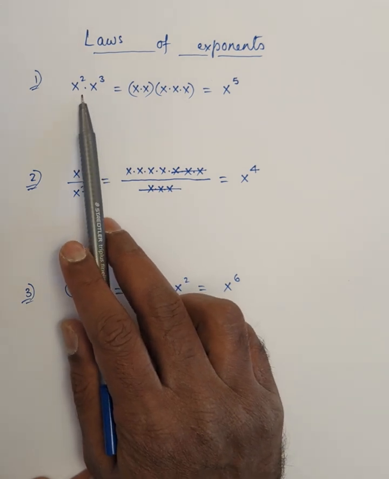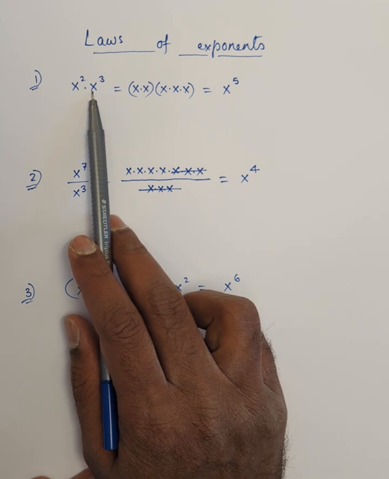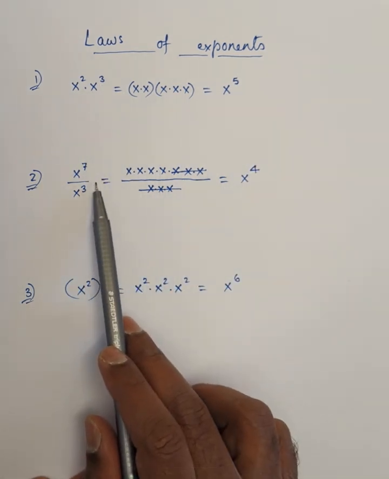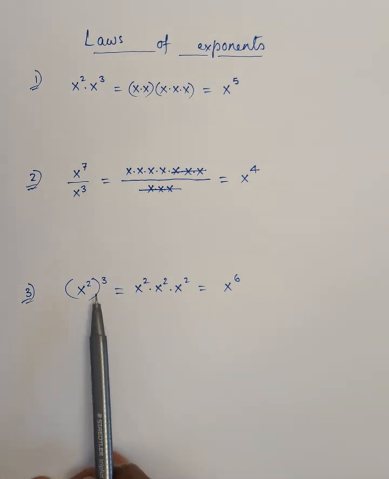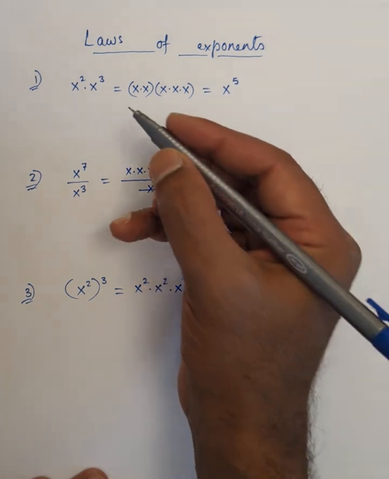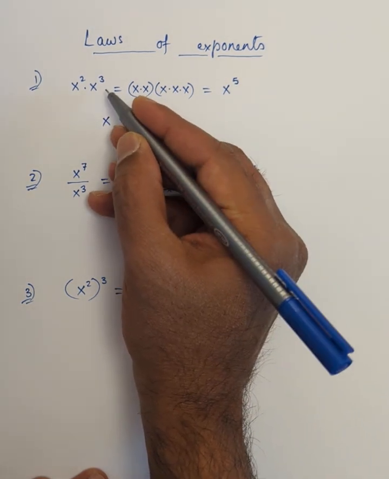So when you have multiplication of exponents with the same base, then you add the exponents. If it's division of exponents, then you subtract. But if you have an exponent to an exponent, you multiply. So let's formalize this and write it as a rule.